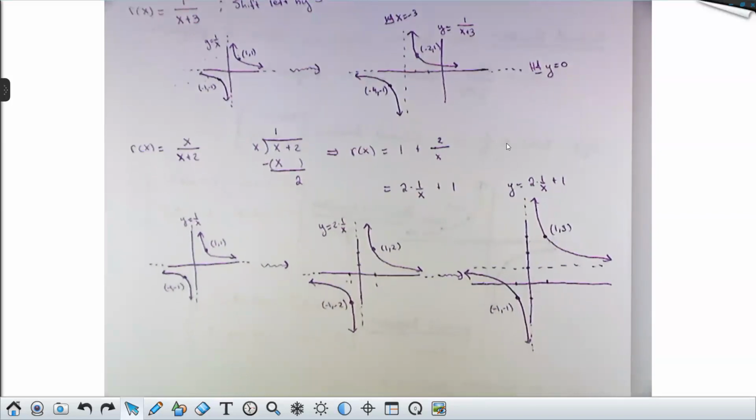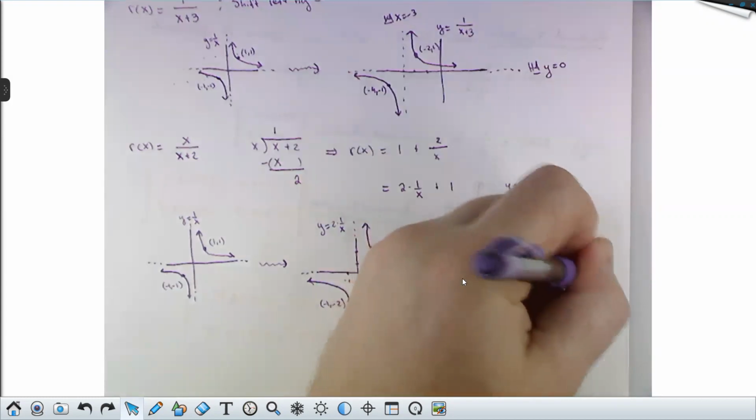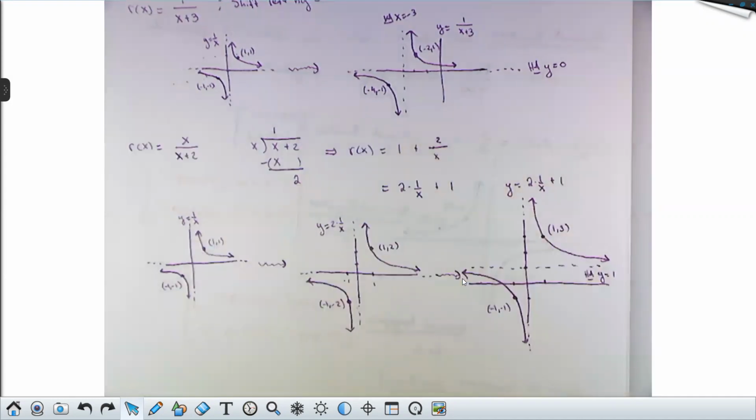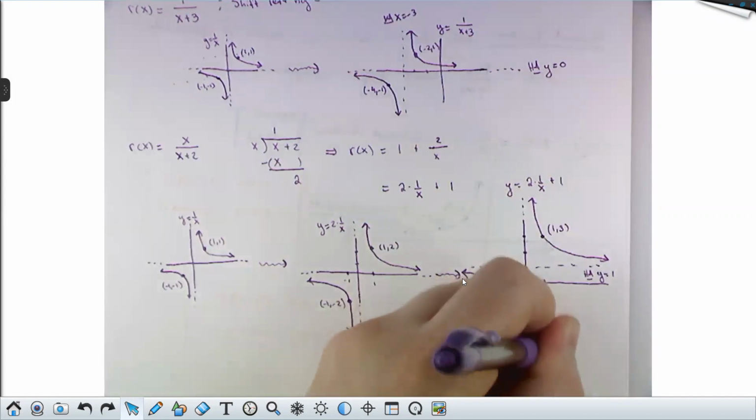So sketching rational functions, very basic rational functions as transformations of 1 over x is a nice way to get started. But it's far from the whole picture. Yeah, the +1 here tells me to take everything from this picture and shift it up by 1 unit. So my horizontal asymptote shifts up 1 unit from y equals 0 to y equals 1. My vertical asymptote doesn't change.